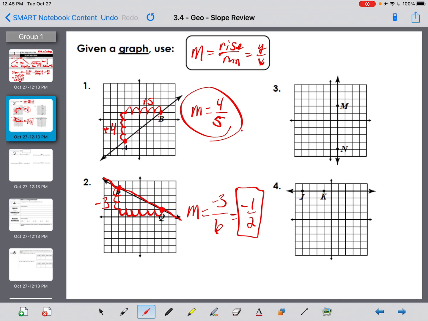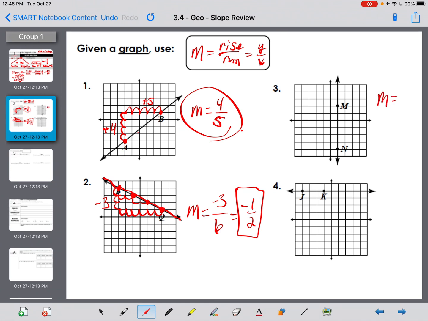So my best answer is -1/2. And I probably could have counted down 1 and then over 2, and there's a nice spot. Down 1 over 2, and there's a nice spot. And I hit a lot more places. So there's an example of positive in number 1, example of negative in number 2.